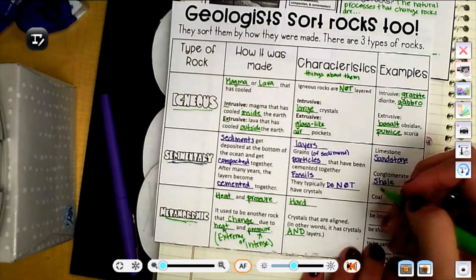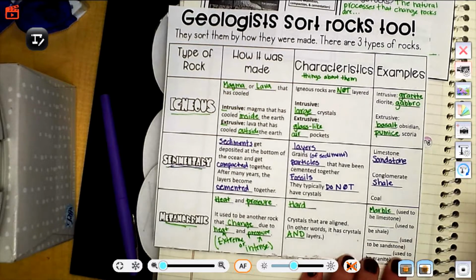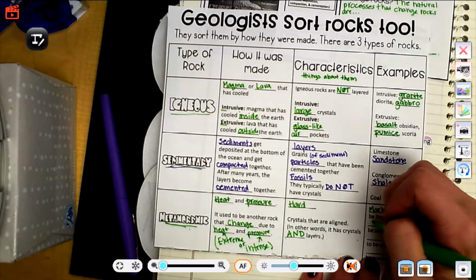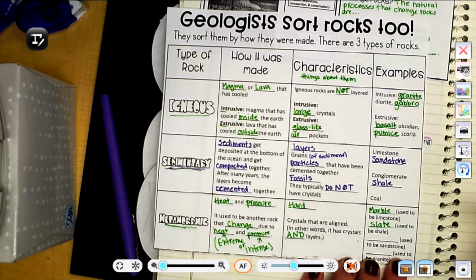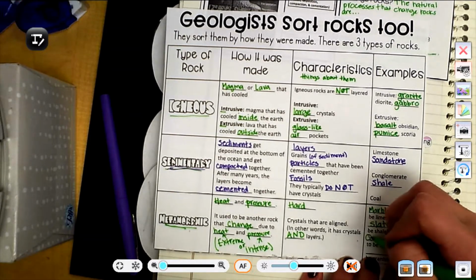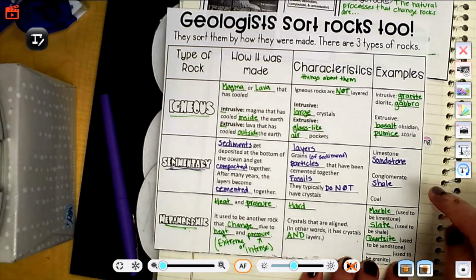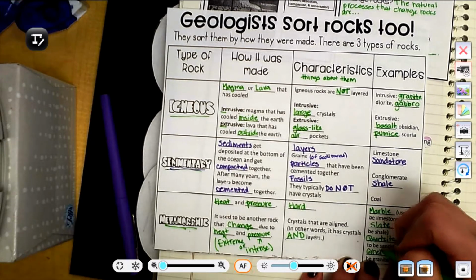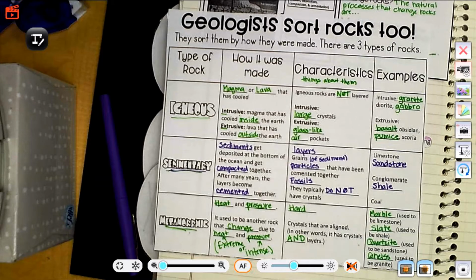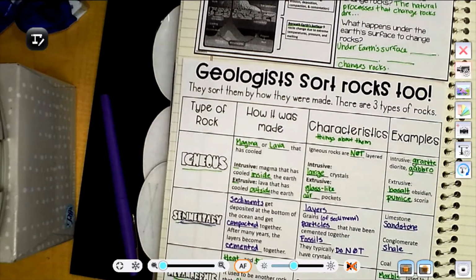Some examples we have here are marble, which used to be limestone, a sedimentary rock. Slate, like chalkboards, which used to be shale, another sedimentary rock. Quartzite, which used to be sandstone. And gneiss, that's pronounced nice, which used to be granite. We also have ones like soapstone, which you'll talk about in social studies. So when you're done with that, get that glued in, and that's going to be our last page for Unit 5.